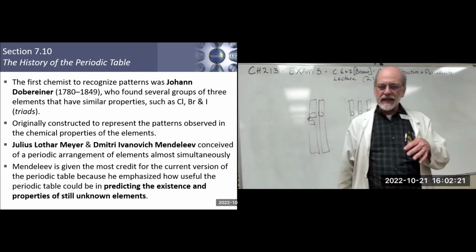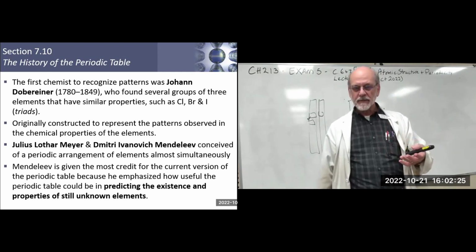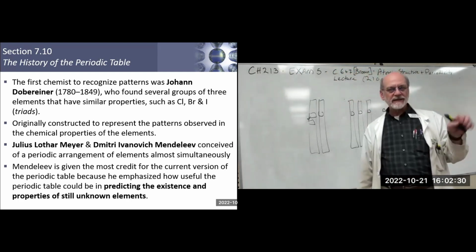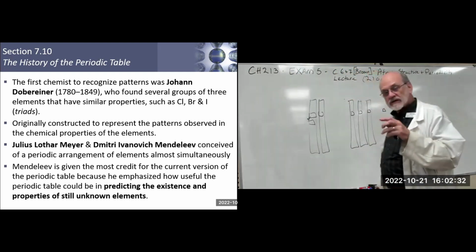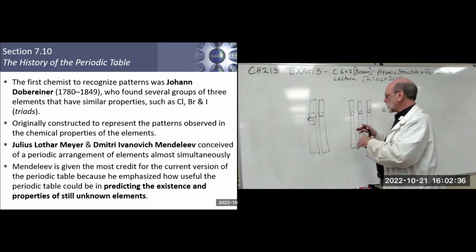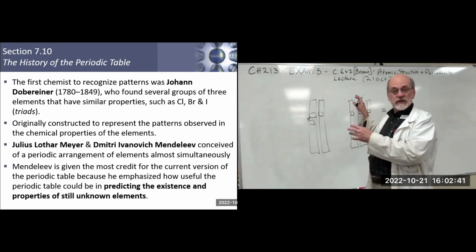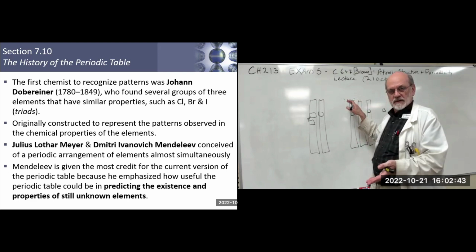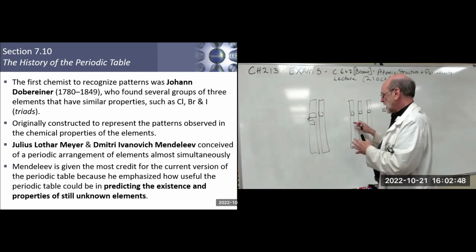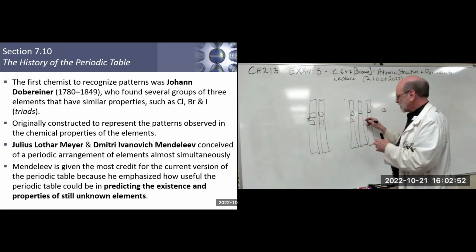Both Meyer and Mendeleev produced charts of elements, but Meyer stopped short. What Mendeleev did was he looked at the physical and chemical properties of the elements, and he said, okay, we know all these elements, but maybe we don't know all of them. And if I put them where I think they're supposed to be, I come along, there's one here, and there's one here, but wait a minute.